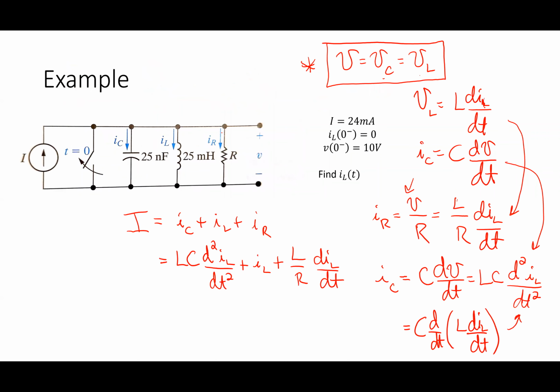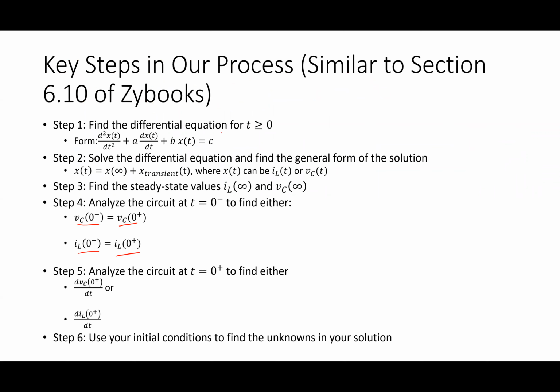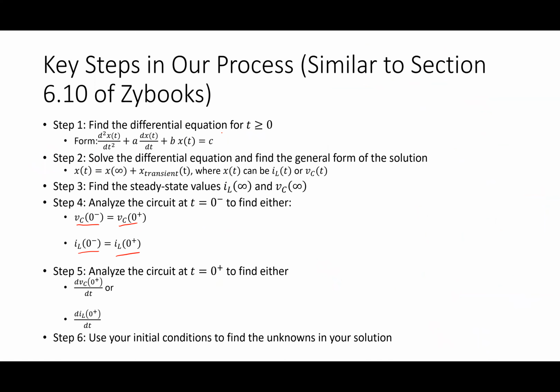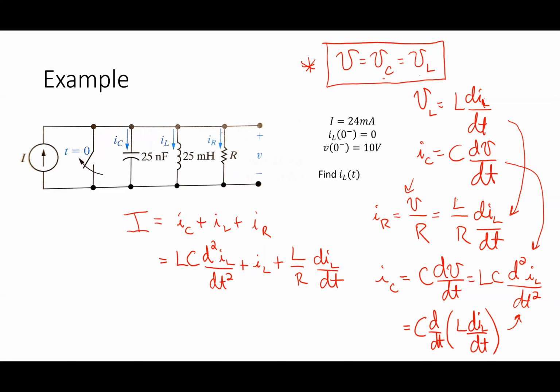So what's step 2? Step 2 is solve the differential equation and find the general form of the solution. Now you may have ways that you want to do that. I have ways that I like to do it, which are not necessarily the same as the book's, but I'm trying to be consistent with that. What's our key step to figure out the form of the solution? You've got to find alpha and omega.